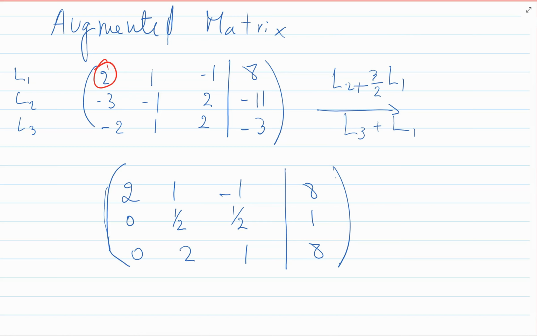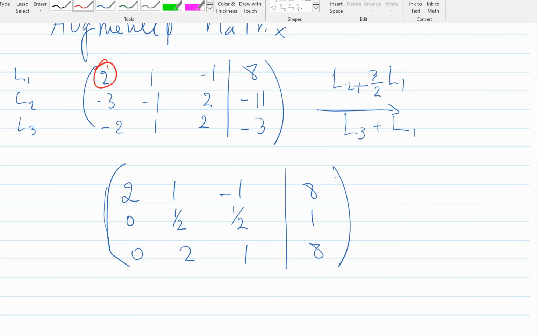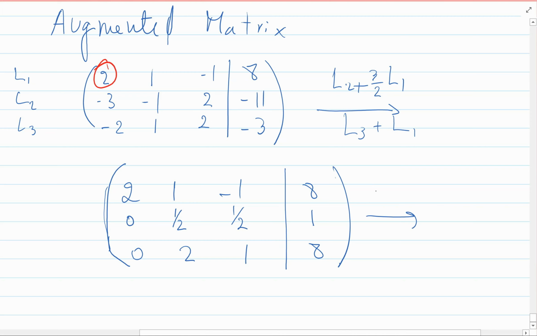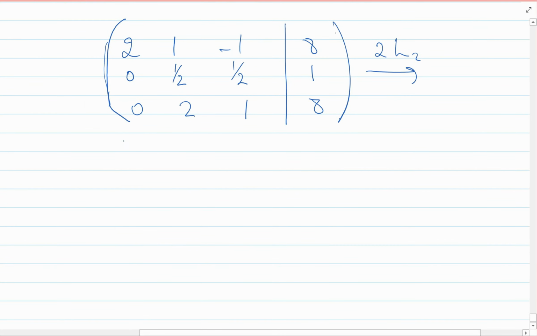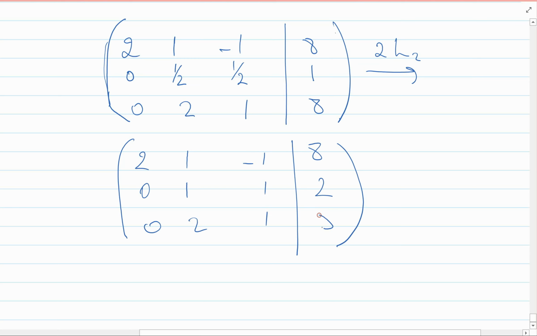Now I could have made, by the way, the 2 equal to 1 by multiplying by 1 half. I can always make it equal to 1. So here, for example, you see 1 half, 1 half, and 1. I don't like fractions. Let's multiply by 2 for the sake of argument. So here, we're going to take 2 times L2, L2 being the second line, of course. So what would be the next matrix? 2, 1, minus 1, 8. And 0, 1, 1, 2, 0, 2, 1, 8.